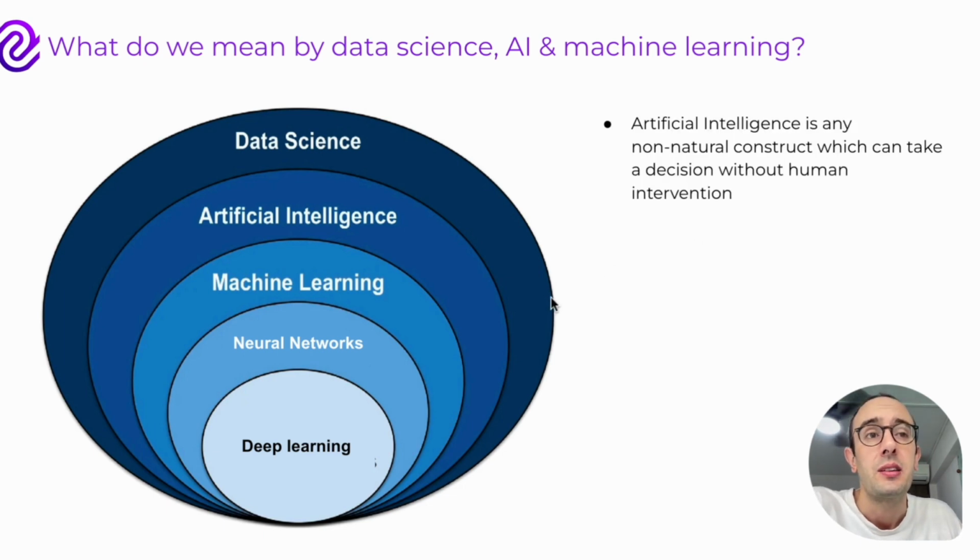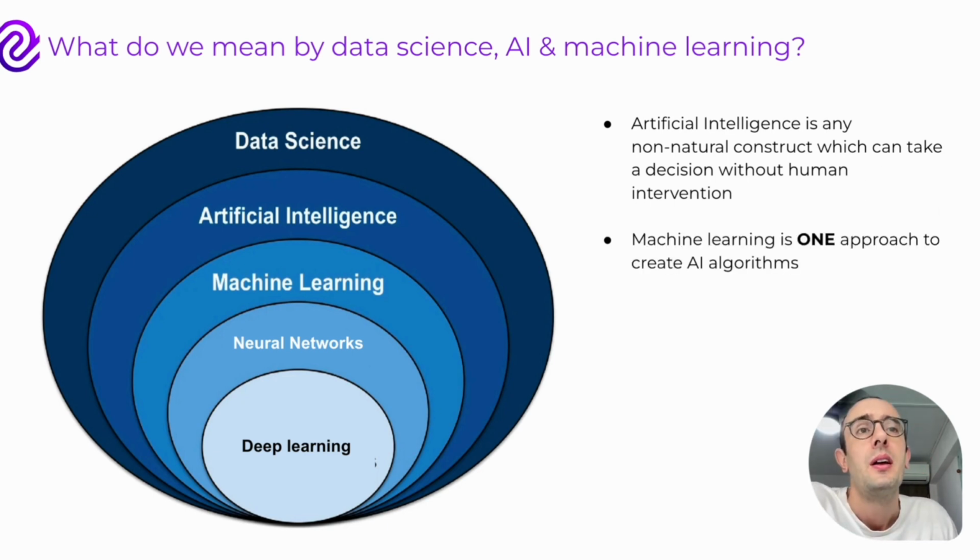Then AI, the definition is that it's a non-natural construct which can take a decision without human intervention. The key thing here is that it's not biological, and that we don't necessarily need to be kept in the loop, making decisions and stepping in to guide the software. It can run autonomously.